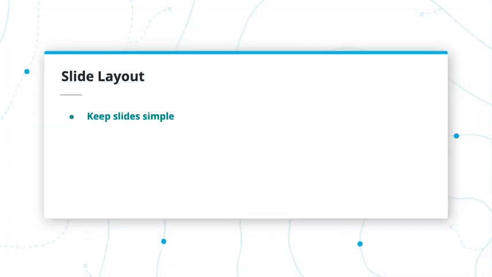So let's talk a little bit about slide layout. One of the most important things is to keep your slides simple. I know it can be really tempting, but you want to avoid using lots of loud colors or colors that conflict. You want the slides to be easy to read. You also will want to minimize the use of transitions, unless it's something that's adding a lot of value to the meaning of the message that you're trying to explain.